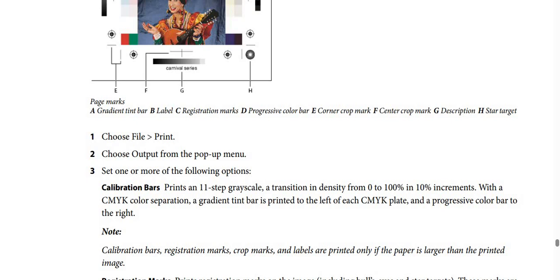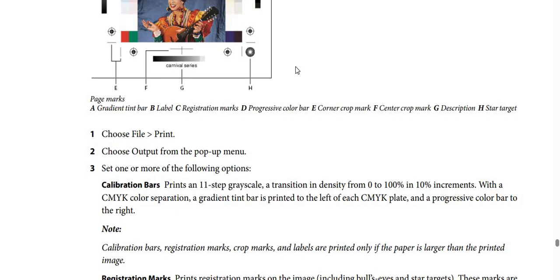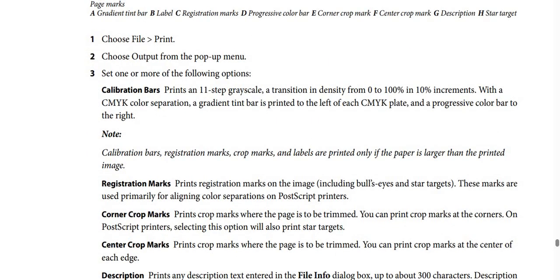And we have steps. Step number 1, choose File first, then Print. Number 2, choose Output from the pop-up menu. Step number 3, set one or more of the following options. We have many options here now.